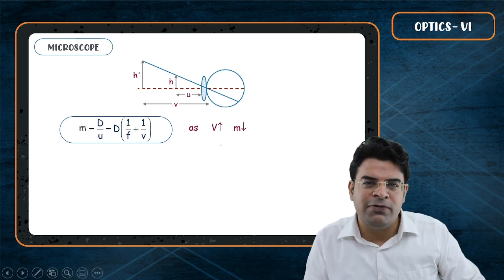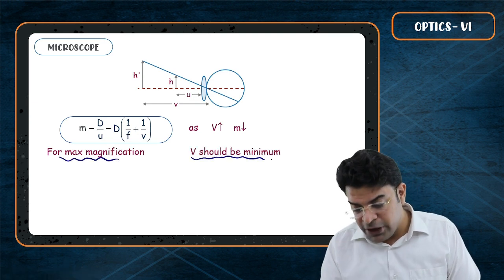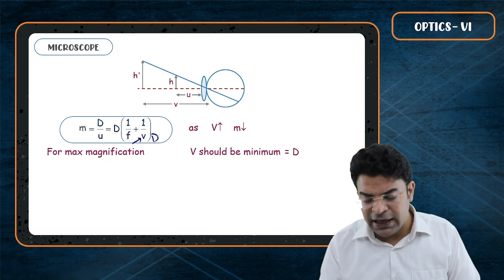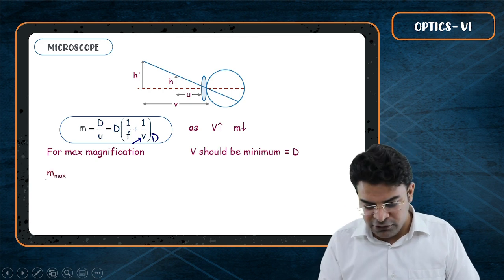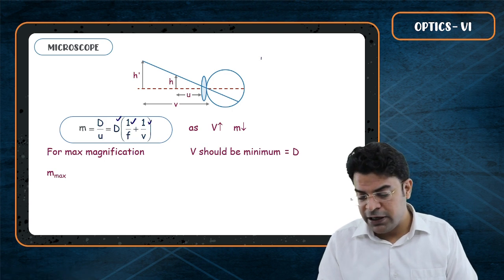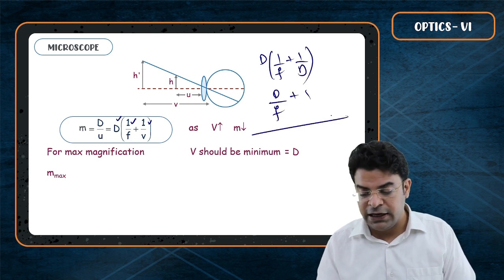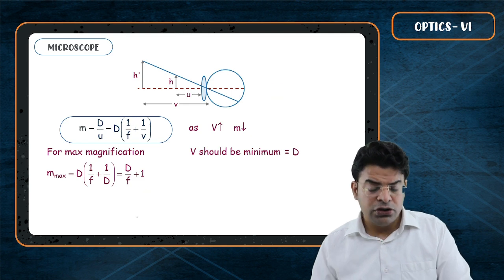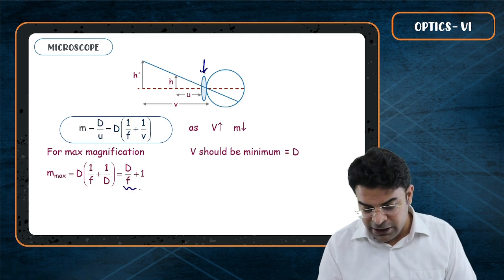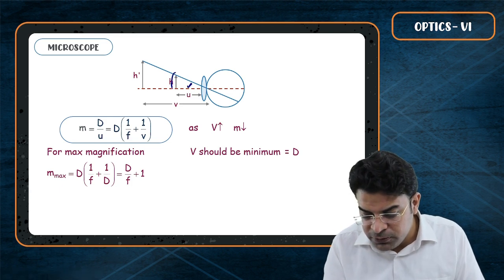What can be the minimum possible value of v? Say 25 centimeter, d. So for maximum magnification, v should be minimum, and the minimum value of v is nothing but d. Substituting v as d, the maximum possible magnification is d times (1/f + 1/d). That gives d/f + d/d, which gives 1. So the maximum possible magnification that you can get from a simple microscope is d/f + 1. And to get this maximum possible magnification, at what distance should the object be placed?